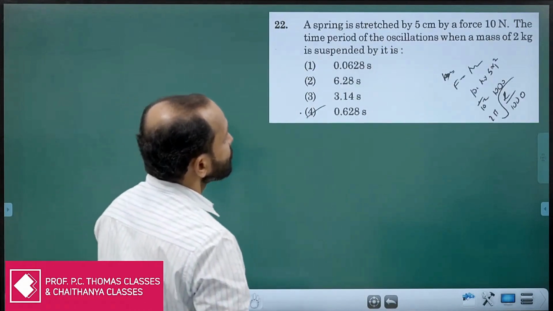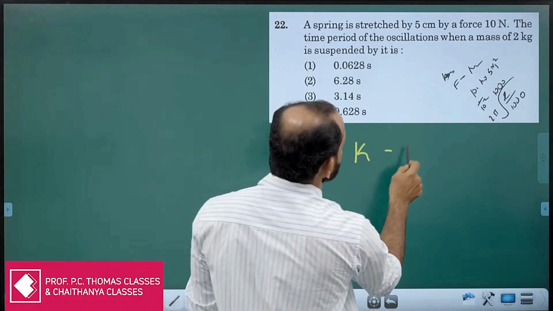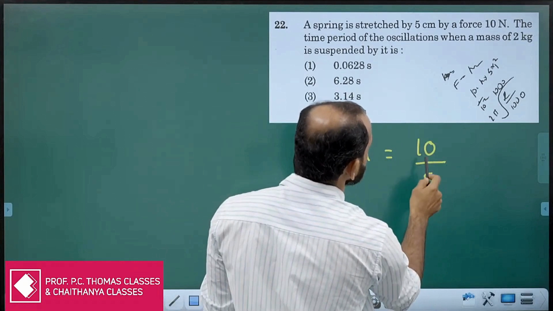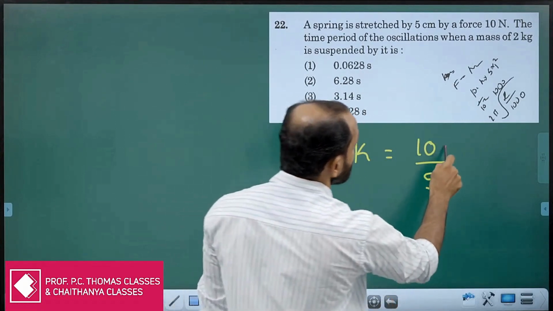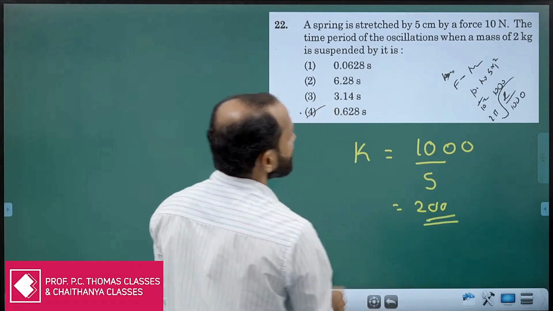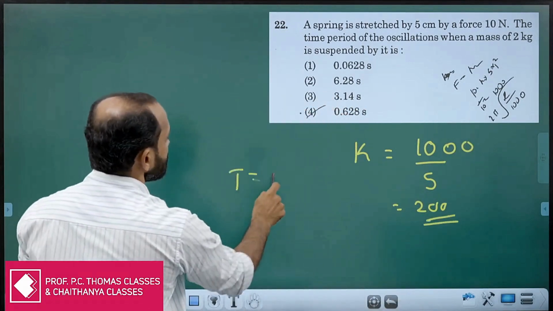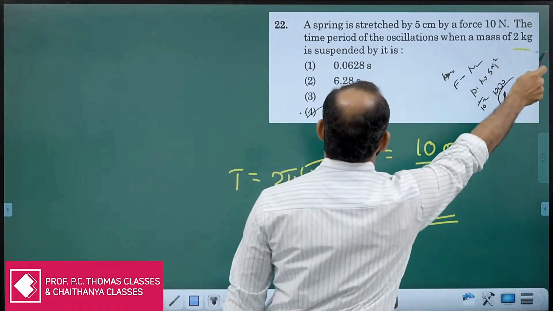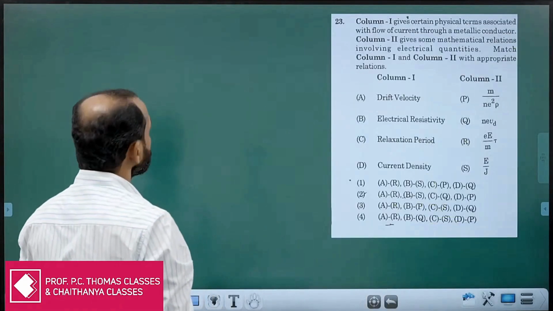Spring stretched by 5 centimeter. Then you find first K. K is equal to F by extension. Extension is important, 5 centimeter, so you multiply by 100 in the numerator so that you get 200 in SI values. Time period, direct formula 2 pi root m by k, where m is 2 kilogram. You get the answer 0.628.